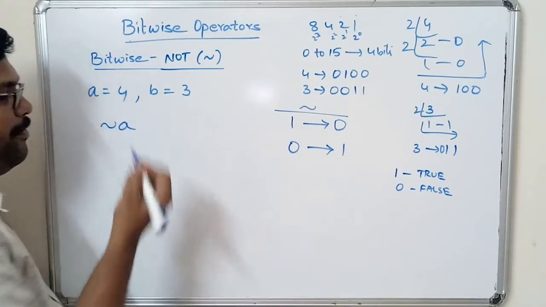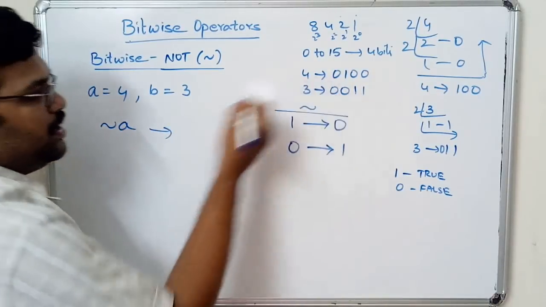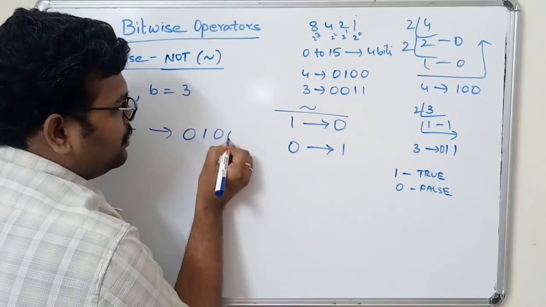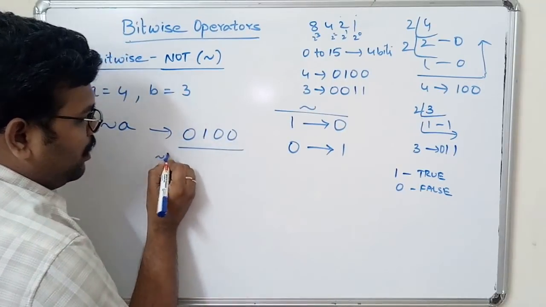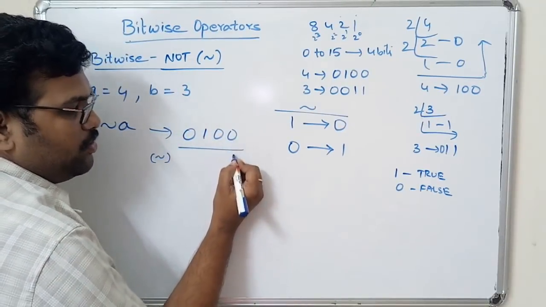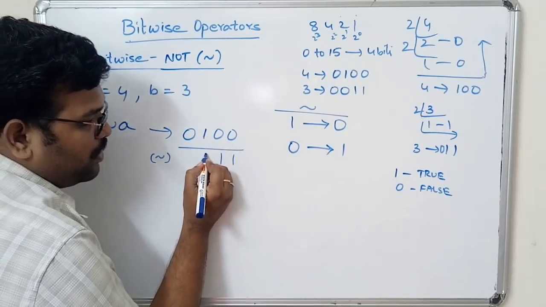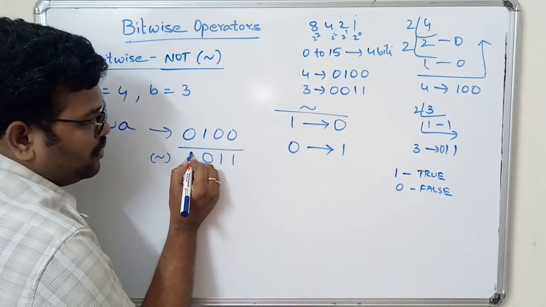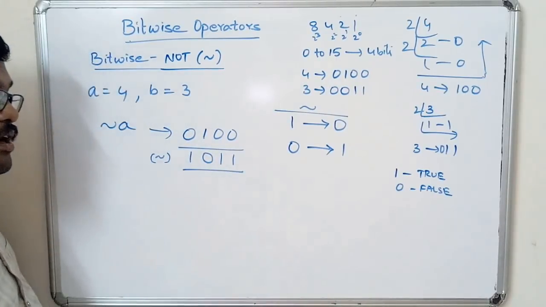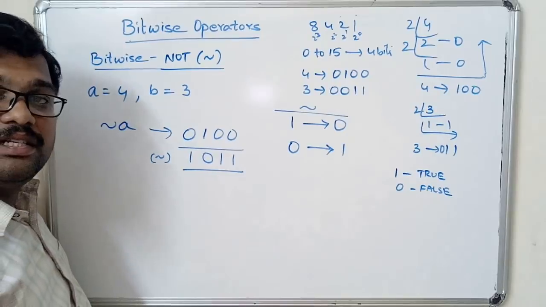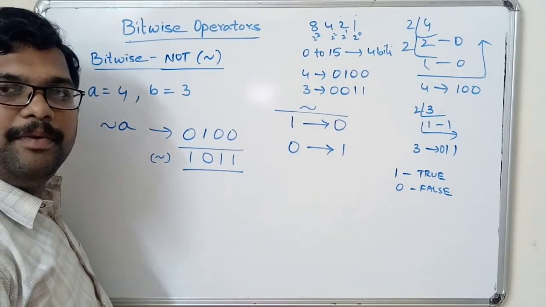Not A. So for this, the binary equivalent is 0 1 0 0. So for this not operator, here 0, so it will be true. Here also 0, it will be true. Here 1, that means false. Here 0, that is 1. So this is the binary equivalent, that is a complement. We can say it is a complement or one's complement.